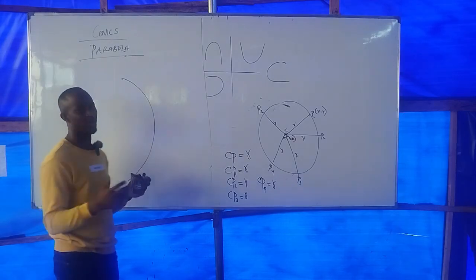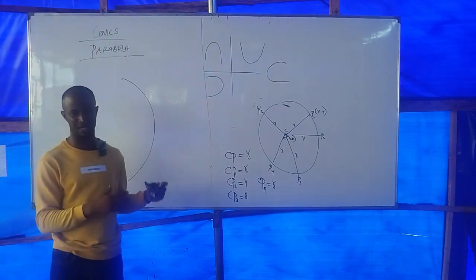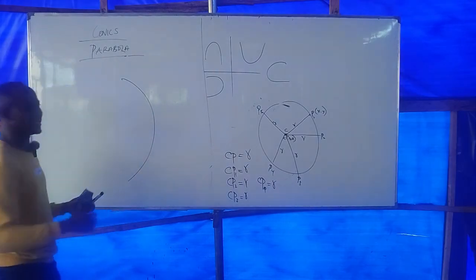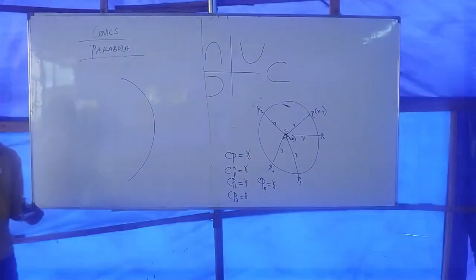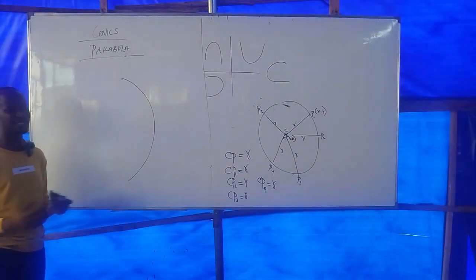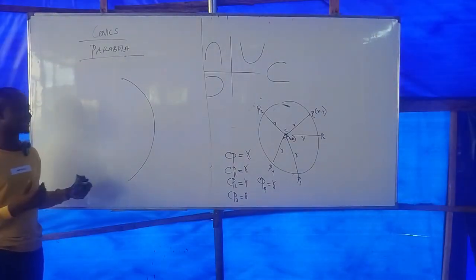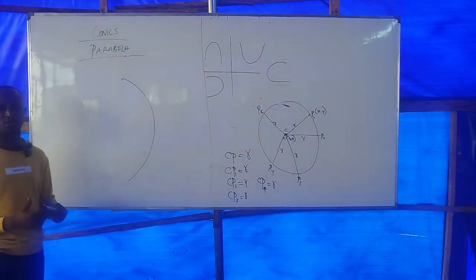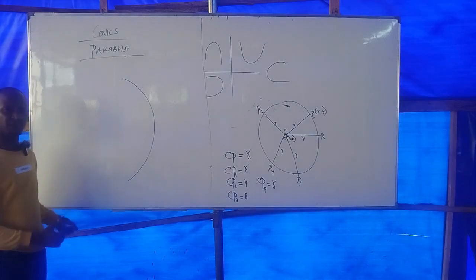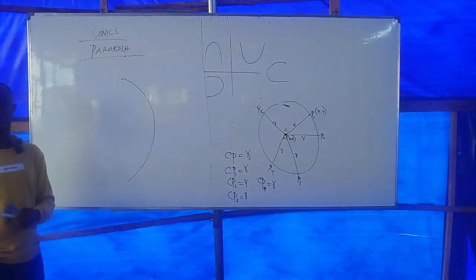Now, we are already having a clue on what a parabola looks like. Now let's define the parabola. A parabola, in real sense, is defined as the set of all points on the plane that are in equidistance from a fixed point called the focus and a fixed line called the directrix.